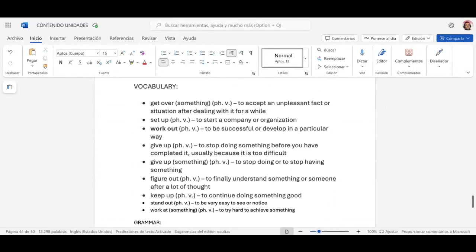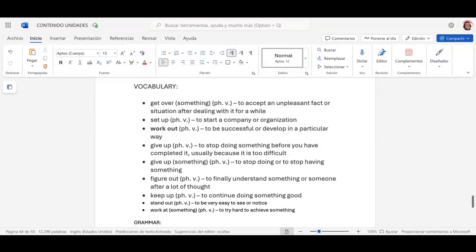And you have to be very careful again here, because in some cases we have two meanings for a phrasal verb. You also know another meaning for work out. Do you remember the meaning of work out, the other work out? In this case, we have here to be successful or develop in a particular way, but we have another meaning for work out. For example, if I say I was working out at the gym, it's like exercise in the gym, for example.